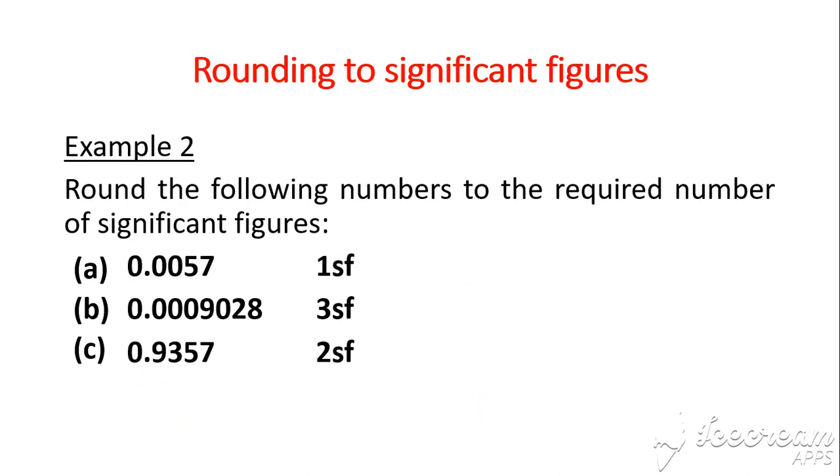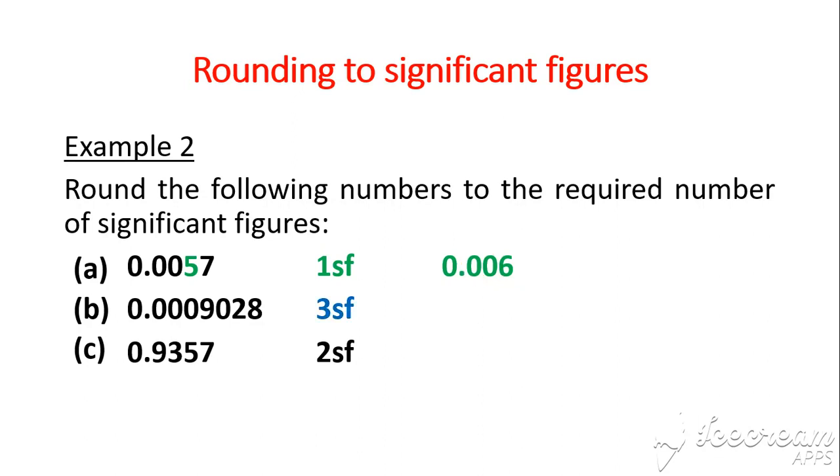Right, example 2. Here's some more numbers to round to significant figures. So let's go. Number 1, we round it to 1 significant figure, which is just that 5. But peeking at the next number, it gets rounded up to a 6, so it becomes 0.006. These zeros are not significant, by the way.